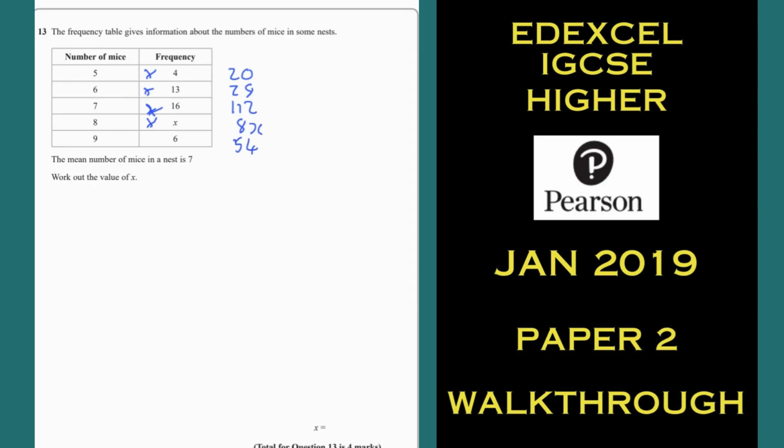Now that x is blocking you, but just think about this. Firstly, we don't know how many are in this survey. So let's just add up. So frequency, we need to add these all up. We do not know how many mice are in these nests. So add up your frequency column. We get x plus 39. Add up your total. We get 8x plus, and all the numbers make 264.